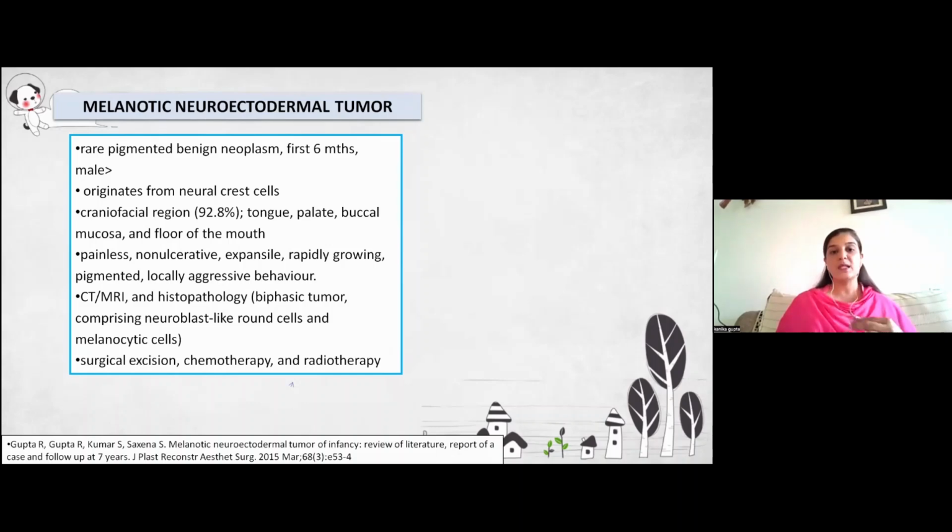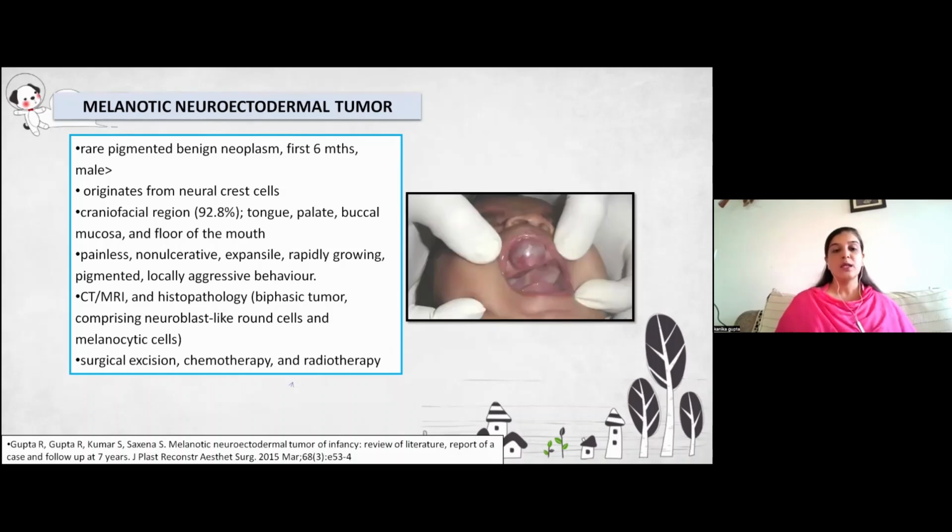This is a rare pigmented benign neoplasm involving the melanocytes. They happen in the first 6 months of age of the neonates with a male predilection. They originate commonly from neural crest cells. 92% of cases involve the craniofacial regions, basically involving the tongue, palate, buccal mucosa, and floor of mouth. They are painless, non-ulcerative, expansile, rapidly growing pigmented lesions, and they show locally aggressive behavior. CT, MRI, or histopathology help in the diagnosis, and the treatment involves chemotherapy, radiotherapy, and finally surgical excision of the tumor.